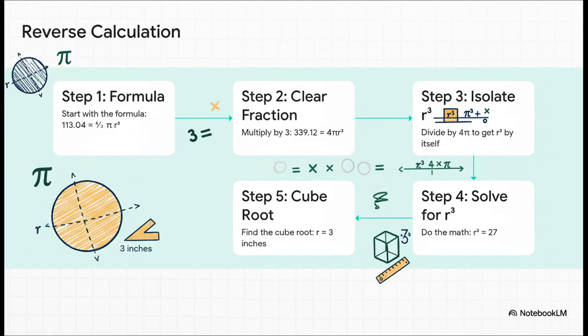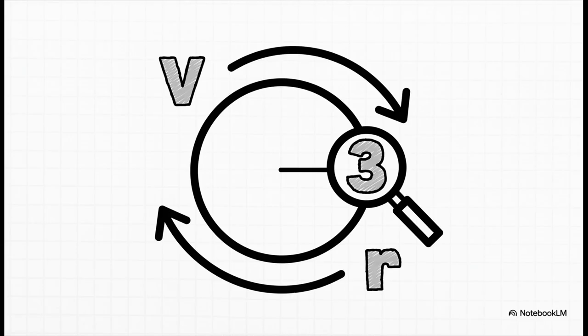Well, we start with the exact same formula, only this time we're solving for r. So first, we plug in the volume we know. Now it just becomes an algebra problem. Our goal is to get that r all by itself. We'll multiply by 3 to get rid of that pesky fraction, then we'll divide by 4 times pi to isolate the r cubed. After you punch that into a calculator, you'll find that r cubed is 27. So the last step is to take the cube root. And don't let the name scare you. It's just asking a simple question, what number times itself again gives you 27? And what do you know? The answer is 3. The radius is 3 inches. Mystery solved. How cool is that?